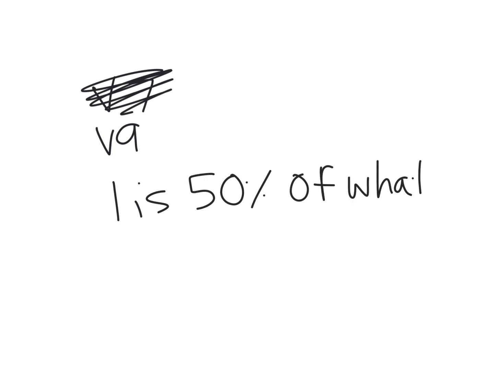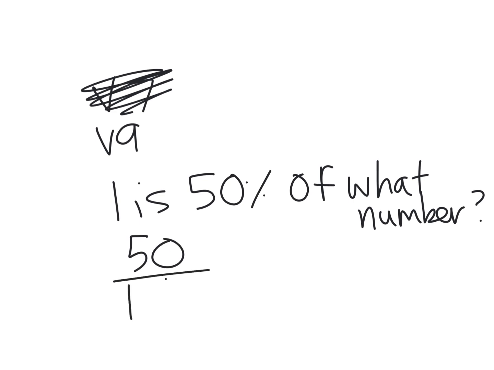Okay, so an example of V9 is find the total given a part and a percent. So it's saying, for example, 1 is 50% of what number? Okay, and so now we need to set up. First of all, the first thing I do is find 50%. There's no guess as to what goes with 50%. It's going to go with 100.